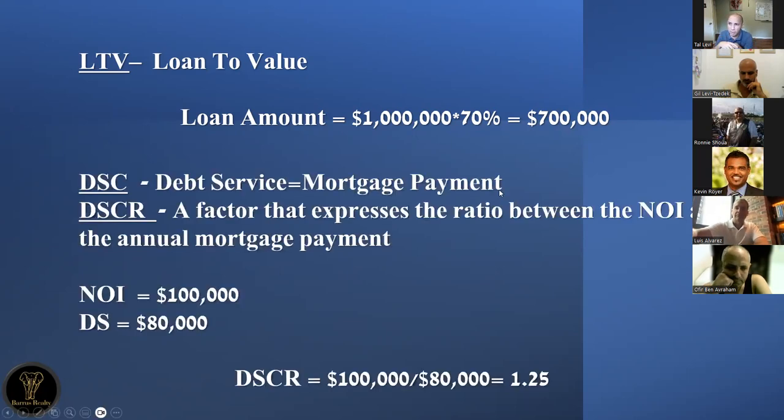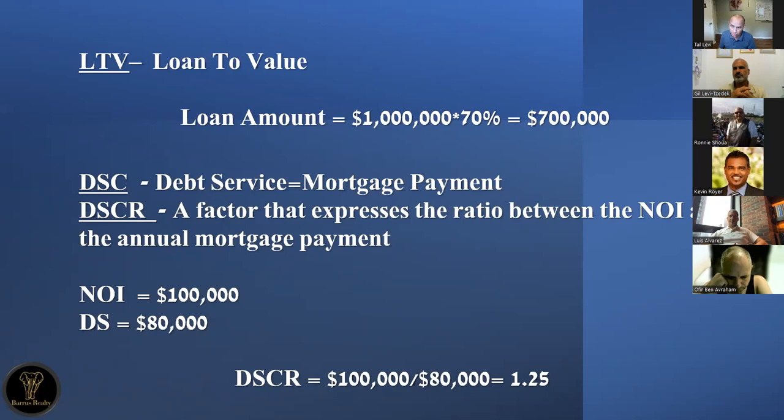Next, debt service is the mortgage payment. Okay? Debt service is how much my mortgage payment is, either on an annual basis or monthly basis, depending on what I'm looking at, but that is the loan payment. Debt service coverage ratio is a factor that expresses the ratio between the NOI and the annual mortgage payment. So let's say my NOI is $100,000 and my debt service, how much I'm paying on a yearly basis, is 80 grand. The debt service coverage ratio will be 100,000 divided by 80,000, which is 1.25.